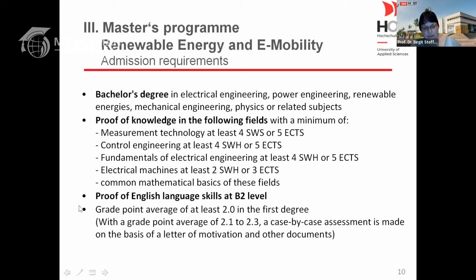Furthermore, you must prove knowledge of English at B2 level. If you completed your bachelor degree in English, this proof is not necessary. You need a grade point average of at least 2.0 in your first degree. If the grade point average is between 2.1 and 2.3, a case-by-case assessment is made on the basis of a letter of motivation and other documents.